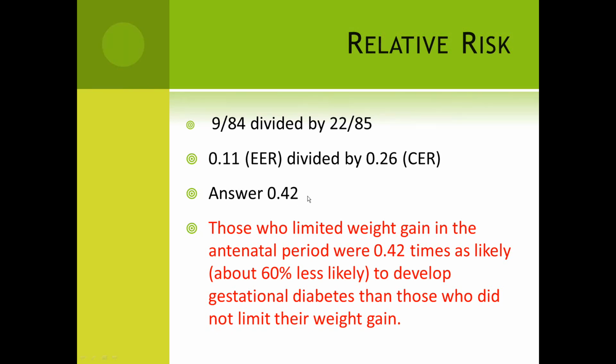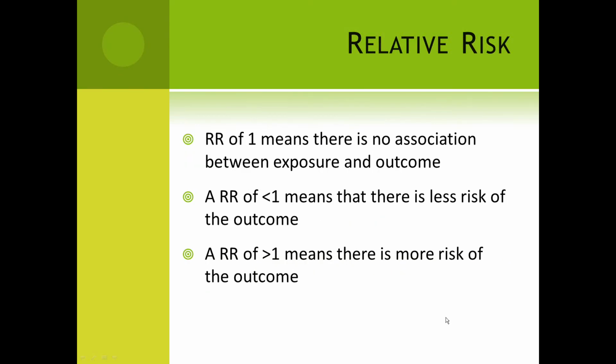So to explain that finding in words, those who limited weight gain in the antenatal period were 0.42 times as likely. Remember, it's less than 1, so we have to do 1 minus 0.42. I've said about 60%, but it's exactly 58% less likely to develop gestational diabetes than those who did not limit their weight gain. So this last bit's always important: who is the comparison group? Compared to those who didn't limit their weight gain in the study.